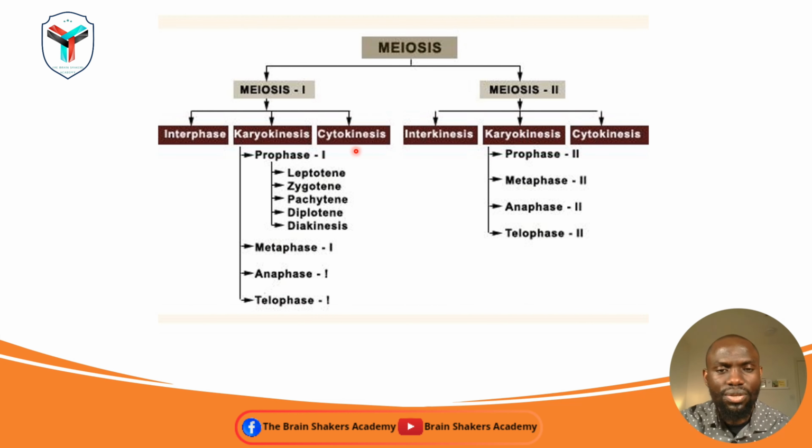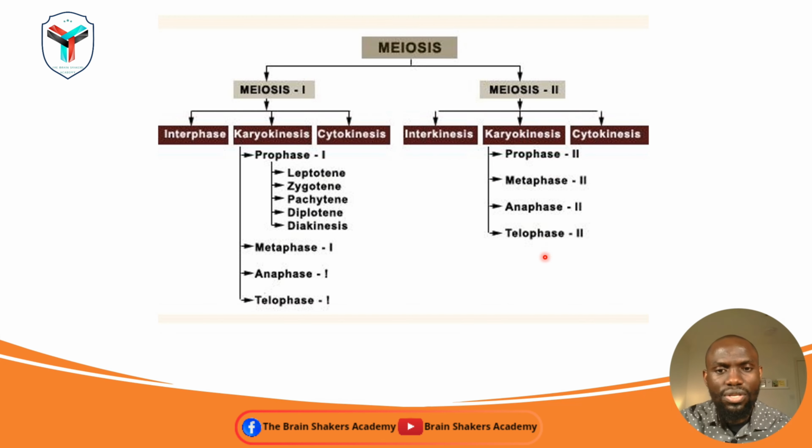Then you end up with cytokinesis. Now, the prophase is considered to be the longest because it has five sub-phases: the leptotene, the zygotene, the pachytene, the diplotene, and the diakinesis, and then it proceeds to metaphase, anaphase, and telophase, and then cytokinesis. Now, in between meiosis 1 and meiosis 2, the cell does not undergo any DNA replication, and that is why it has a phase known as interkinesis, from karyokinesis 1 to karyokinesis 2.